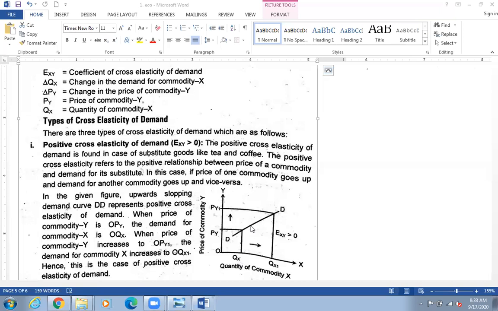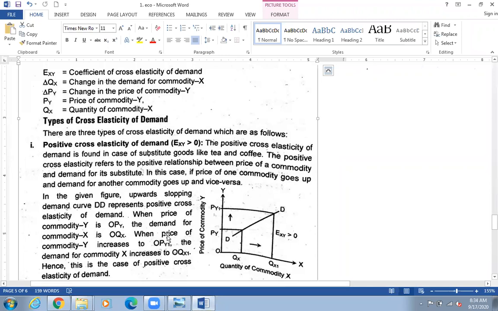That's why this is the graph which is made with the help of positive cross elasticity of demand. Okay, so extend it a little, and extend this too. Then after that make a line over here. Then draw the line. Okay, so EXY is greater than 0. So this is all about cross elasticity of demand.